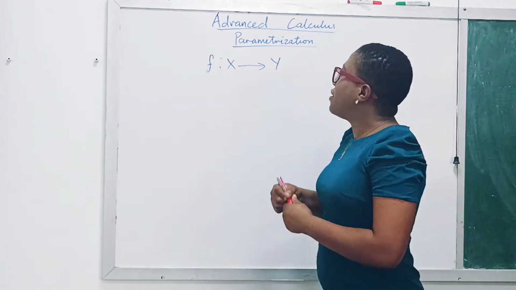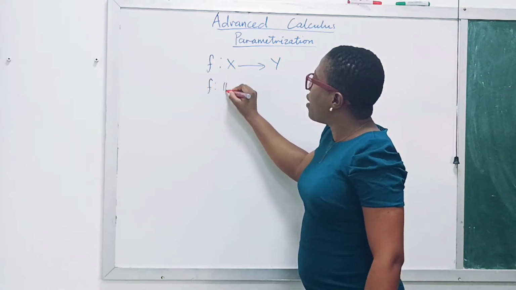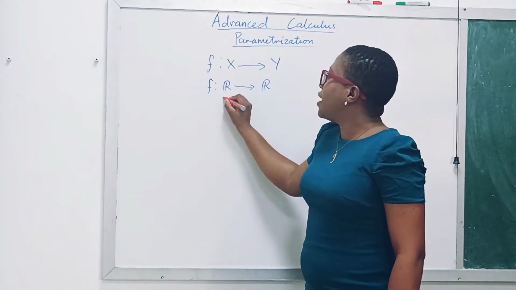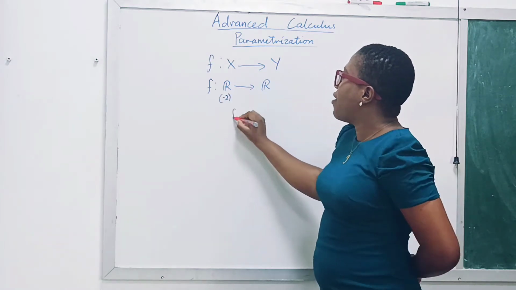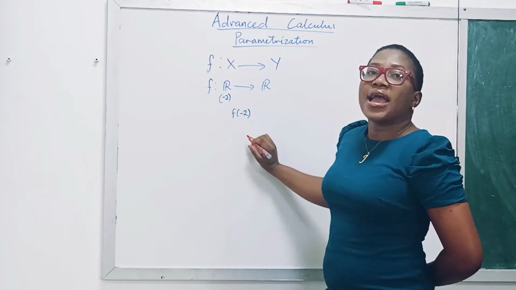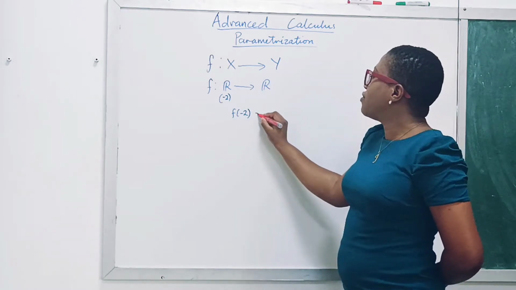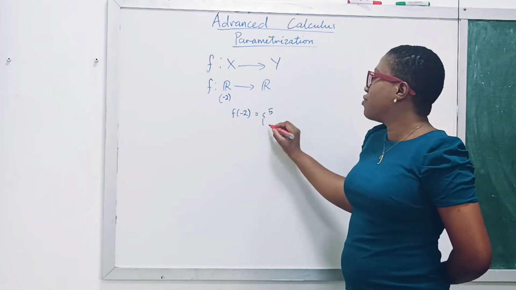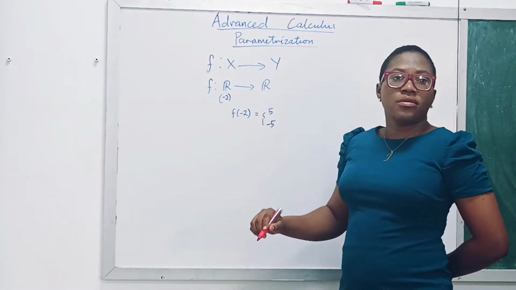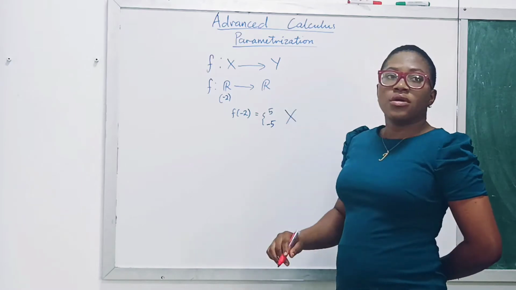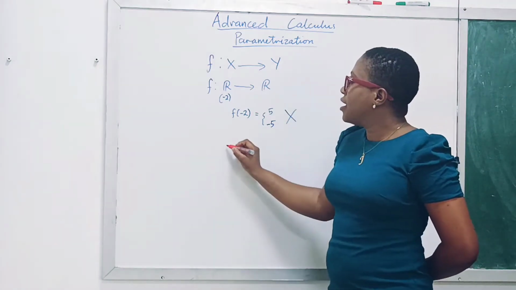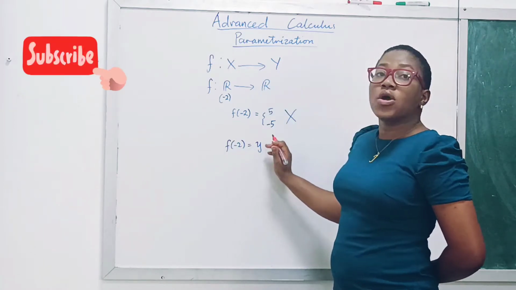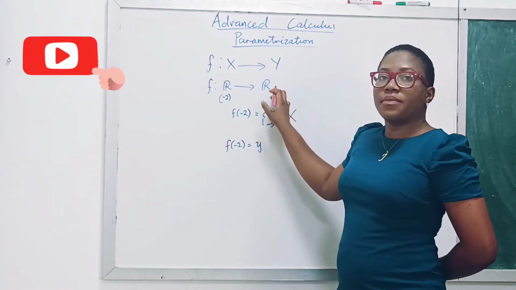So, suppose that we have f is a mapping from R to R. If I take minus 2 here, and I say f of minus 2, I cannot have that f of minus 2 is equal to 5, and f of minus 2 is equal to minus 5. This is not a function. If it is a function, then it must take f of minus 2 to a unique y. Only one y. Do you understand?